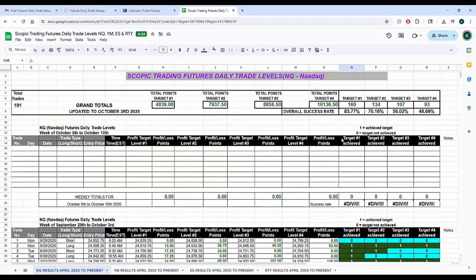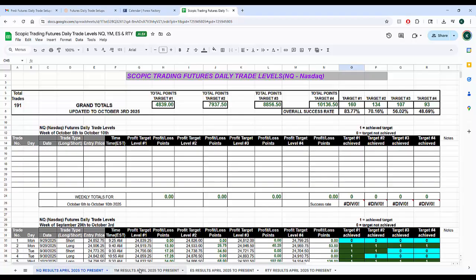The overall numbers, we are above 83% on the first target, 70% on the second target, and it just goes down as you go along. And as you can see, this is as of October 3rd. Target number 1, 4,839 points, not ticks. And that is very, very nice to see. And second target is a little bit higher. Third target is even higher than that.